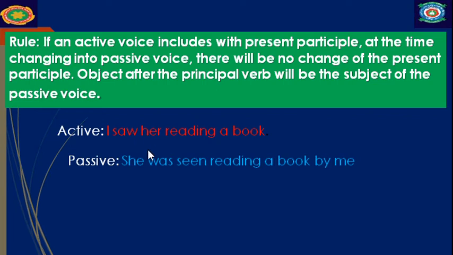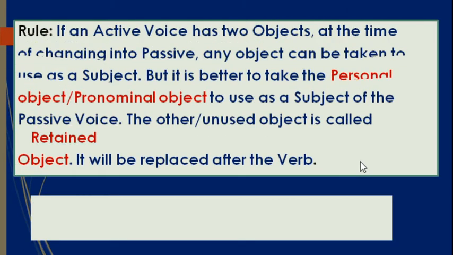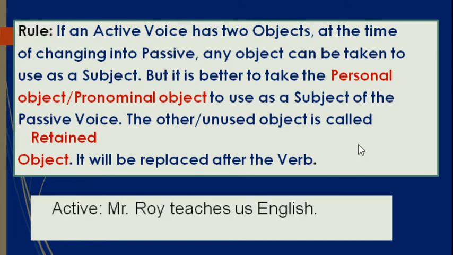She was seen. V3 form, she was seen. No chance reading a book by me. Okay, it's very easy for you. Here you can see I am explaining an example. You will read it.